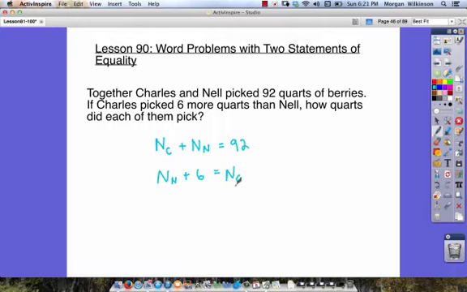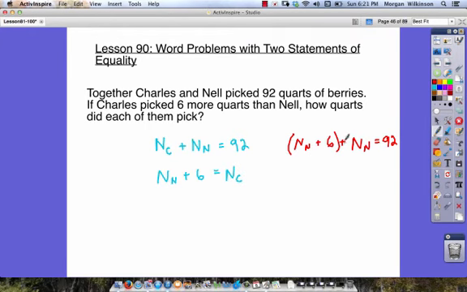We're going to solve with substitution because this problem tells us the number that Charles picked. It's the number of Nell plus 6. So when we use our substitution here, the number of Charles is really the number of Nell plus 6. So the number of Nell plus 6, that's what we've substituted in for the number of Charles, plus the number of Nell equals 92.